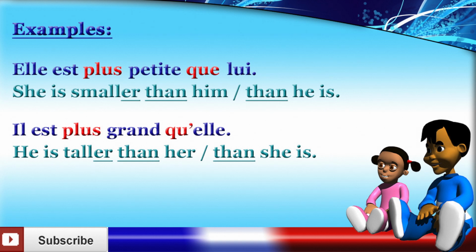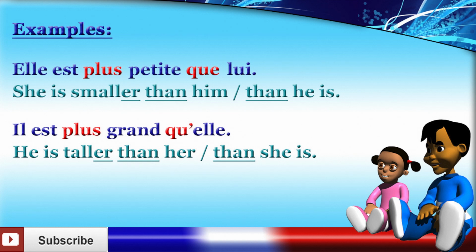For example, elle est plus petite que lui, she is smaller than him, or she is smaller than he is. So the comparative adverb here is plus, which is the equivalent of the er that is added to the adjective small in English. And you can see that the French word que, meaning than here, has been added after the adjective petite.